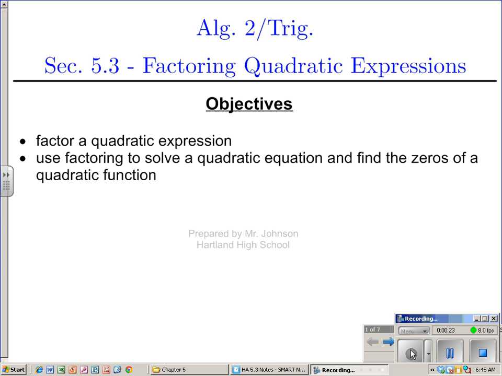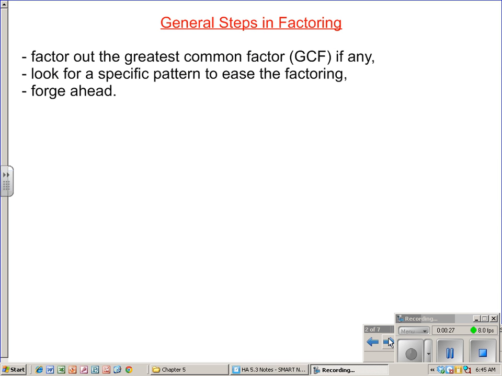So 5.3 is all about factoring and solving some different quadratics. The biggest part of this is factoring. Just some general things with factoring. Always, the first thing you should do is look for that greatest common factor, whether there's a factor of 3 in every single term. You factor that out, you bring it out in front. Maybe there's a common factor of an x or an x squared, something like that. Any common factor in every single term, move that out in front first.